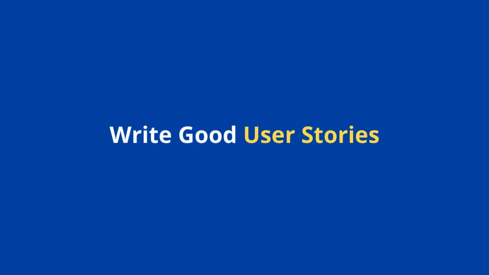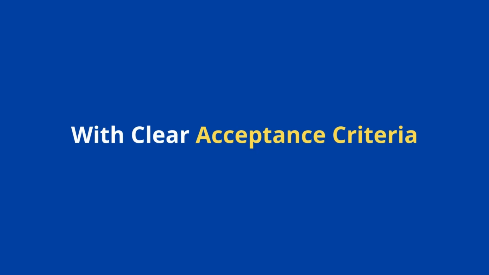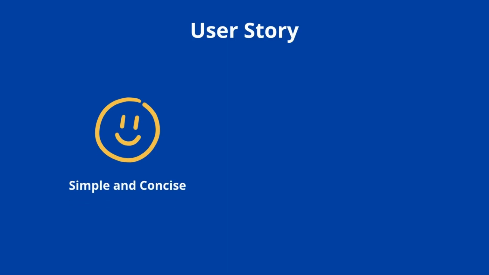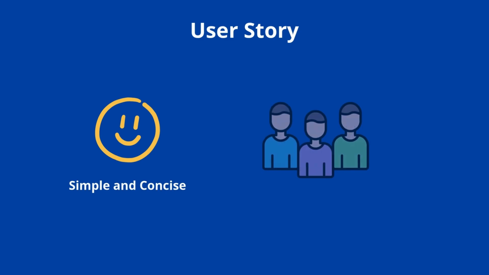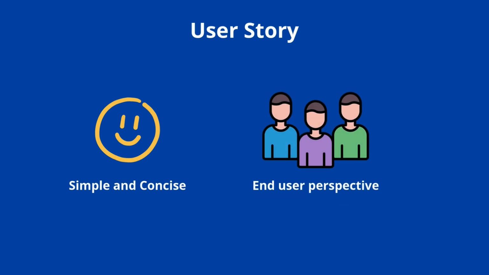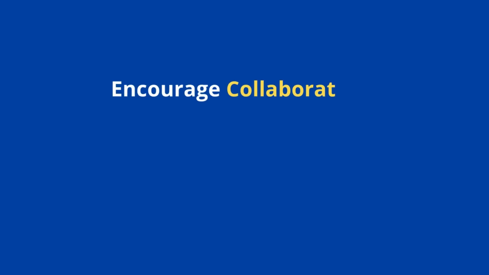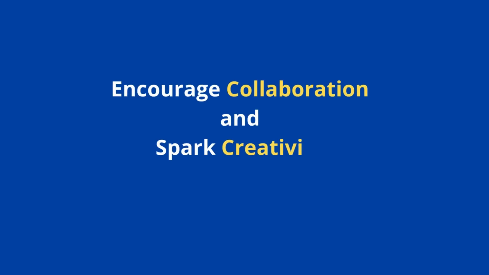In this video, we are going to cover how to write good user stories with clear acceptance criteria. A user story is a simple and concise description of a feature, told from the perspective of the end user. It's intentionally kept short and in a story-like format to encourage collaboration and spark creativity within the team.